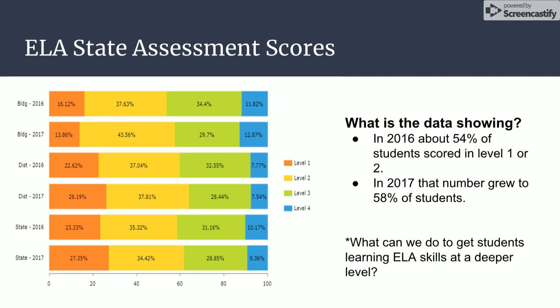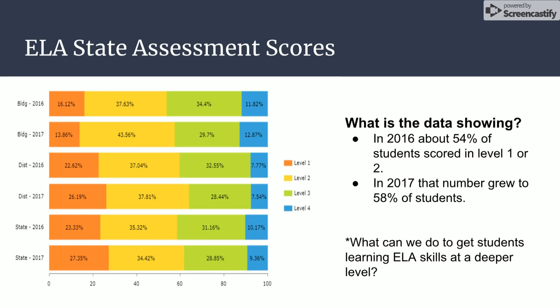ELA state assessments are next. My question again is, what is the data showing? In 2016, about 54% of students scored in level 1 or 2. Level 1 means limited ability, and level 2 is basic ability. In 2016, that number actually grew by 4% to 58% of students in level 1 and 2. What can we do to get these students learning ELA skills at a deeper level?